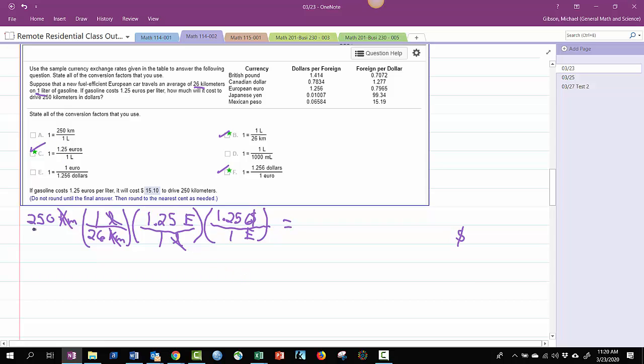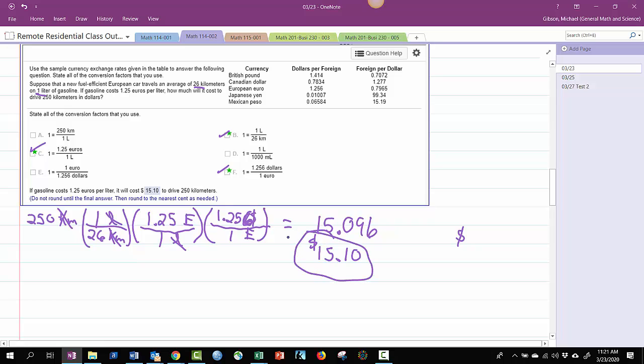So I would do 250 times 1.25 times 1.256, divided by 26 is going to equal, actually on my calculator I get 15.096, and since it's money that rounds to $15.10, which is their answer.